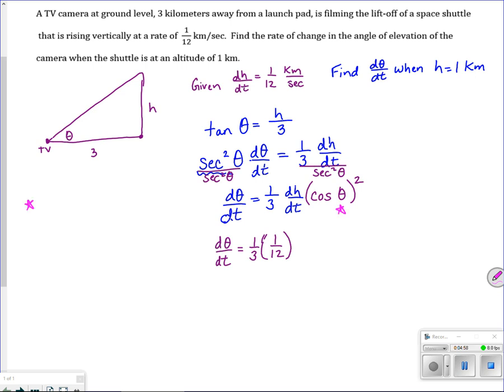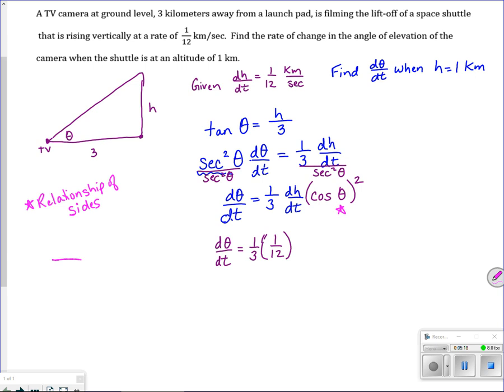People always go, how do you get that trig? You want to do a relationship of the sides. Notice I am not doing this with a calculator. I don't care what theta is. I just want to know what the cosine of theta is.